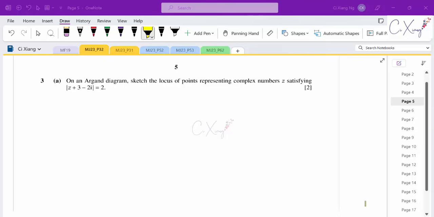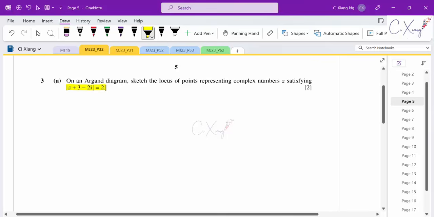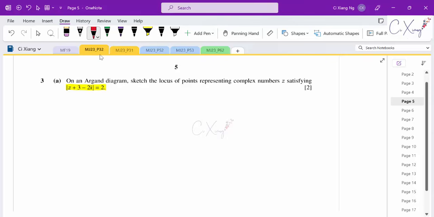Okay, so question number 3. They want us to sketch the locus of the point representing complex number z satisfying this equation on the Argand diagram. Before we can sketch the Argand diagram, we need to rephrase this equation to become z minus a complex number. So if I rephrase it now, I'm having the modulus of z minus a complex number equals to 2. By right, I should have negative 3, so that minus negative 3, I get a positive 3 here, and then for this one, I'm having plus 2i.